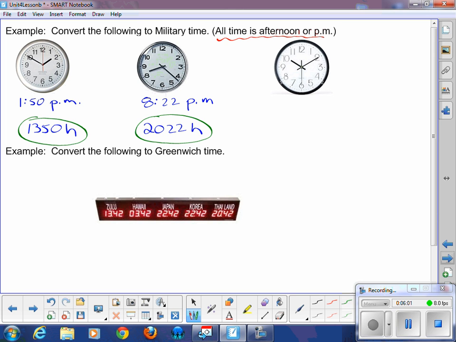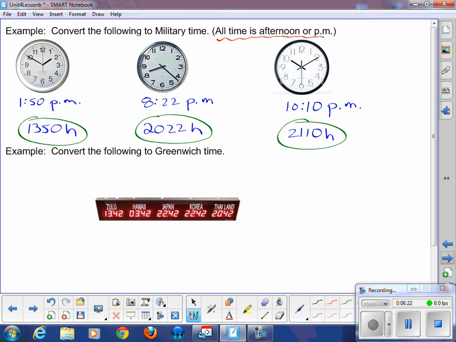The last one here is 10:10, so it's the end of period 1. Actually, no, because it's PM, so it's probably bedtime for everyone. I'm sure you all have a 10 o'clock curfew. Add 12 hours to that, and you would report it as 2210 hours. Okay? So there's your military time.